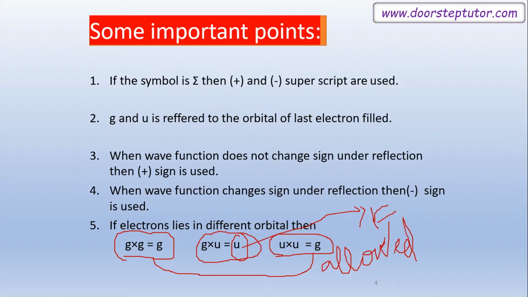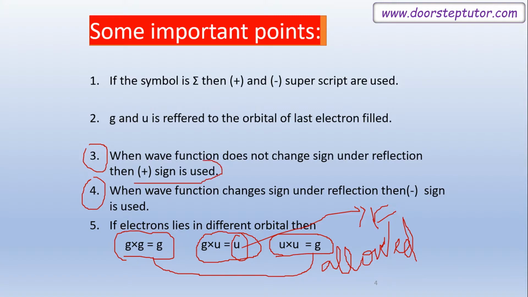Next, the third point we will see: when the wave function does not change sign under reflection, positive sign. The third and fourth points are very, very important, students. When the wave function does not change sign under reflection, we can rotate along the axis or perpendicular to the internuclear axis. If the sign changes, then you can use negative sign. If the sign does not change, you can use positive sign, right?